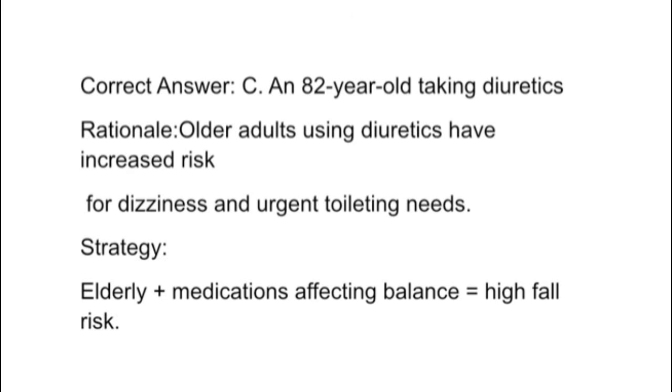Correct answer, C. An 82-year-old taking diuretics. Rationale. Older adults using diuretics have increased risk for dizziness and urgent toileting needs. Strategy. Elderly plus medications affecting balance equals high fall risk.